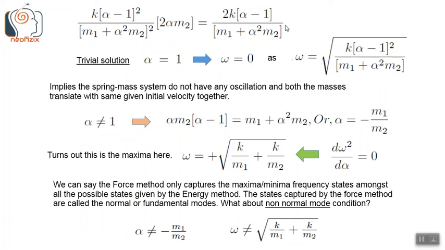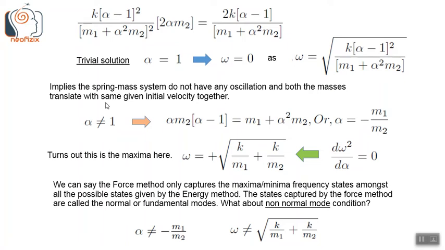So in this equation, if alpha equals 1, then also this equation is satisfied. But when alpha equals 1, we get omega equals 0, because omega is a function of alpha minus 1. So this is a trivial solution, which implies the spring mass system does not have any oscillatory solution under this condition, and both the masses translate with the given velocity without oscillating. That is, when both masses are disturbed with the same initial velocity simultaneously, then the whole system translates without oscillation. This is what happens when alpha equals 1.